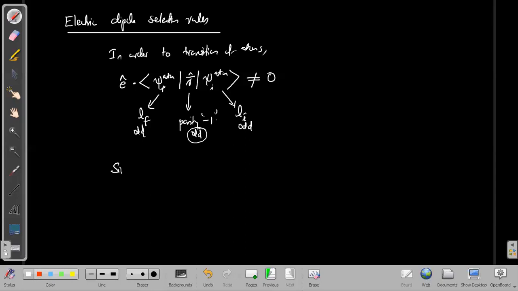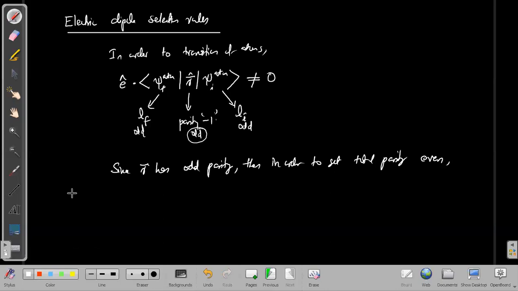Okay, so since R has odd parity, this inner product will be 0 if the total parity is odd. So in order to get the total parity even, the initial state and final state must have different parity. This is the very qualitative way of explaining the selection rule.